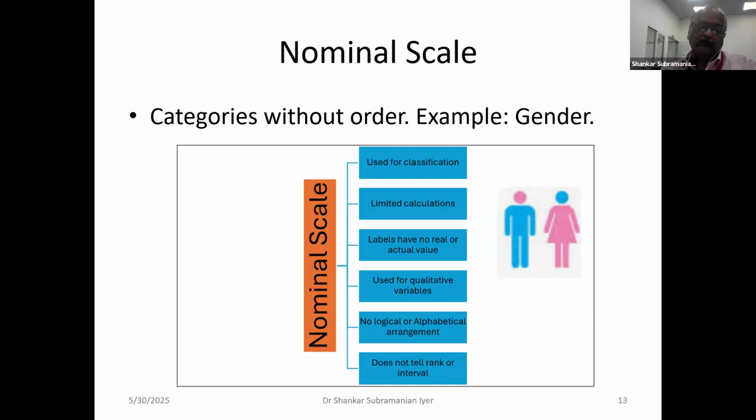They are used for classification and limited calculations. Labels have no real or actual value. They're used for qualitative variables, with no logic or alphabetical arrangement. So they are not in order; they can be in any order. There are different categories as such, and it does not tell rank or interval.